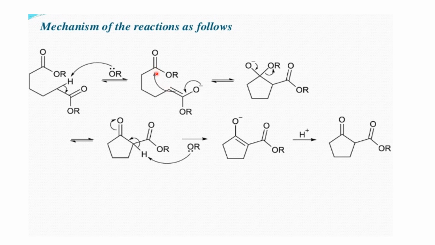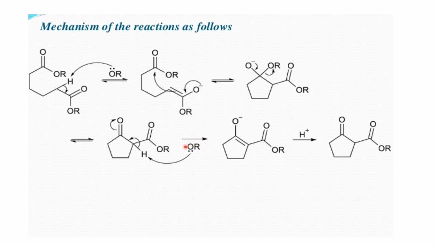So a ring is forming between the alpha carbon atom and the carbonyl carbon atom. So here we are establishing a ring. So the O minus, the electron is shifting towards here. As a result, OR minus is eliminating. So we are getting a cyclic structure.